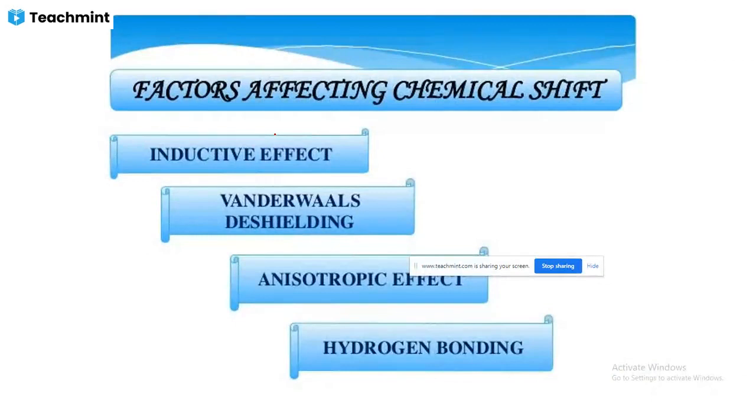Factors affecting chemical shift. Now, which factors affect the chemical shift? Great. So there are the inductive effect, van der Waals shielding, anisotropic effect, and hydrogen bonding. These are the effects responsible for and affecting the chemical shift.